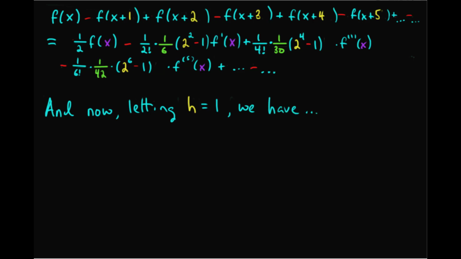F of x minus f of x plus 1 plus f of x plus 2 minus f of x plus 3 plus f of x plus 4 minus f of x plus 5 plus dot dot dot minus dot dot dot equals 1/2 times f of x minus 1 over 2 factorial times 1/6 times 2 squared minus 1 times f prime of x plus 1 over 4 factorial times 1 over 30 times the quantity 2 to the 4th minus 1 times f triple prime of x minus 1 over 6 factorial times 1 over 42 times 2 to the 6th minus 1 times the 5th derivative of f of x plus dot dot dot minus dot dot dot.